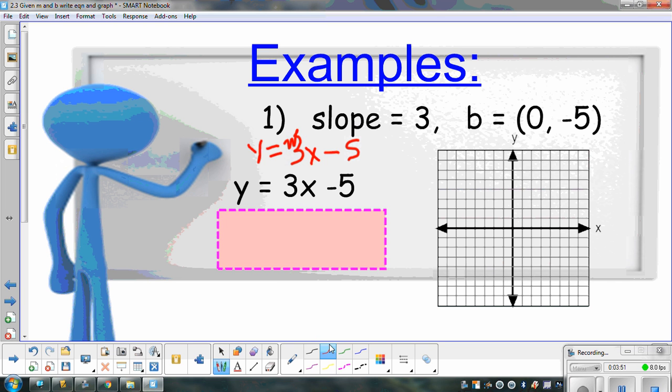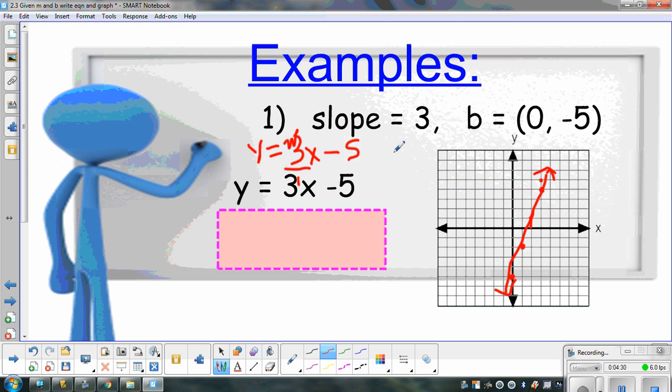We're going to take that information and graph it now. I'm going to go on the y-line to 0, negative 5, 1, 2, 3, 4, 5. From there, my slope says 3, which means rise 3, run 1. So from here, I'm going to rise 3, run 1. Rise 3, run 1. Once you have your points, get them correct here, now we're going to connect our points. Your line should look much straighter than mine as I'm drawing it on the board.